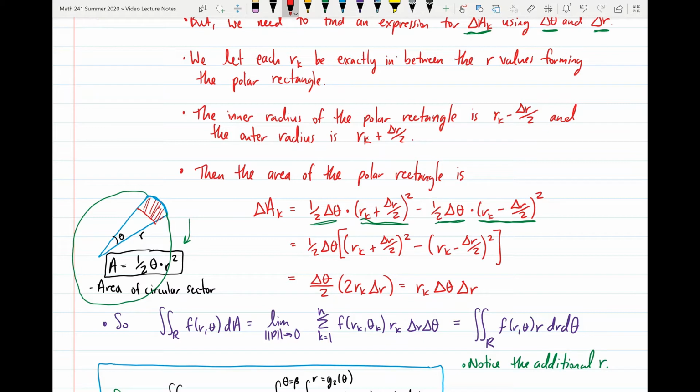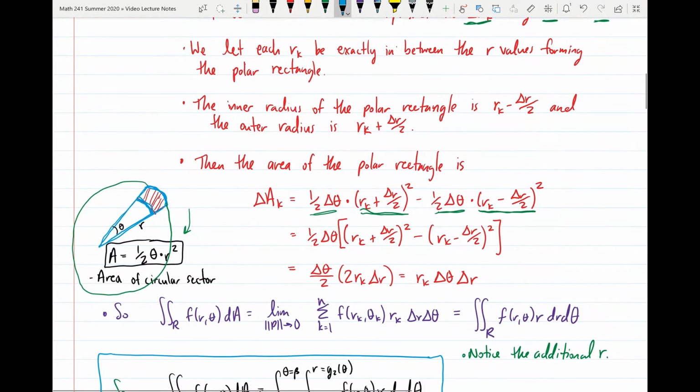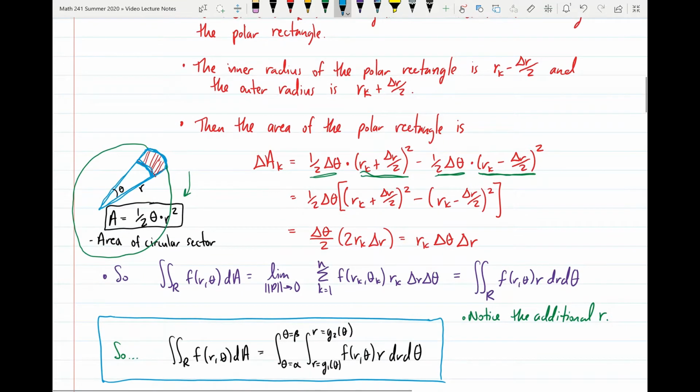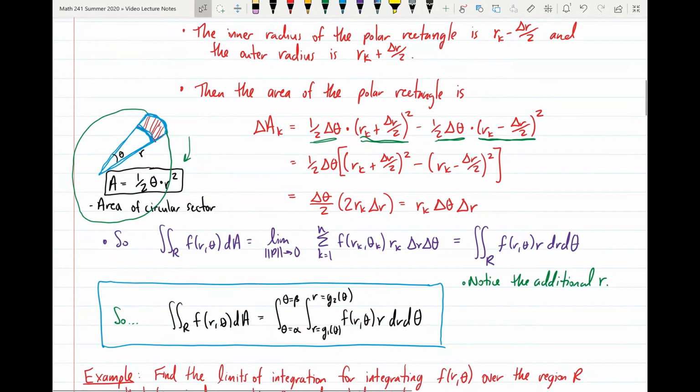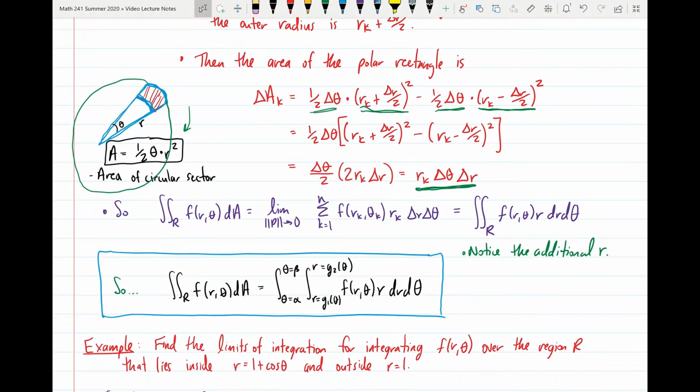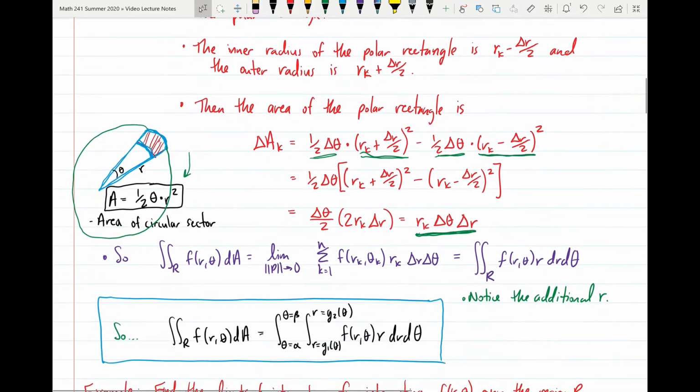So what we're doing is we're taking the area of the whole sector in blue minus the area of just the sector inside, like that. And what are we left with? We're left with just the area of the polar rectangle in red. And then we can do a little bit of algebra with it, and it ends up being the case that the area of the kth rectangle is equal to r sub k times delta theta times delta r. Okay, so now we can use this information and substitute it back into the definition that we had above.